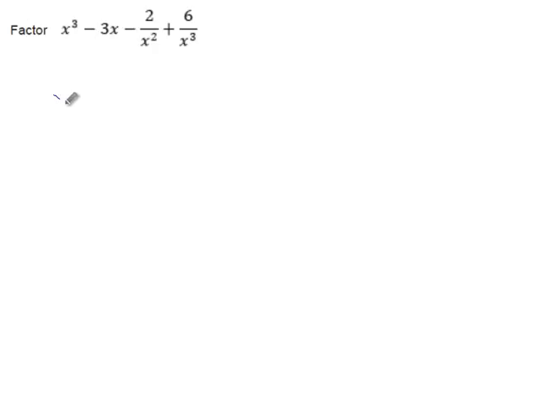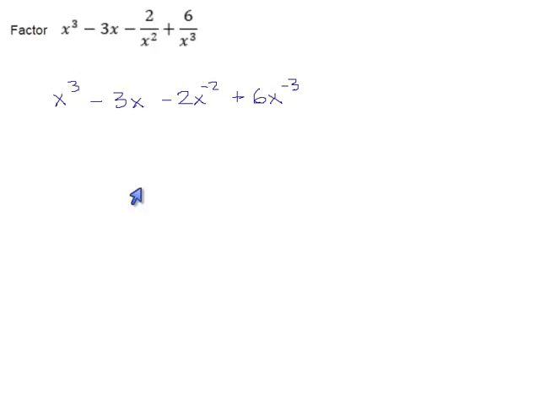So, x cubed, that's fine. No need to change that. No need to change the 3x. But instead of minus 2 over x squared, I want minus 2x to the negative 2, and then we get plus 6x to the negative 3.